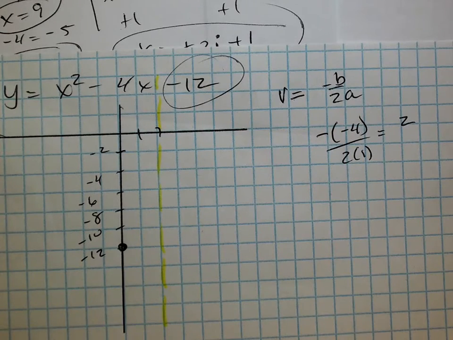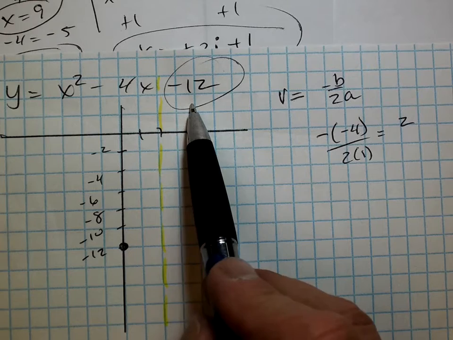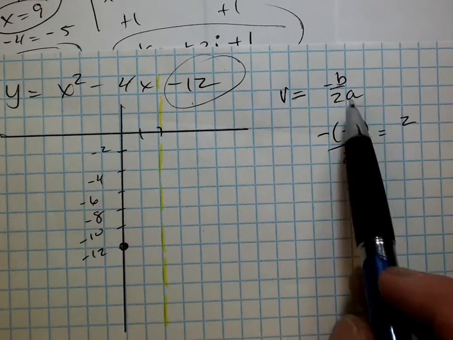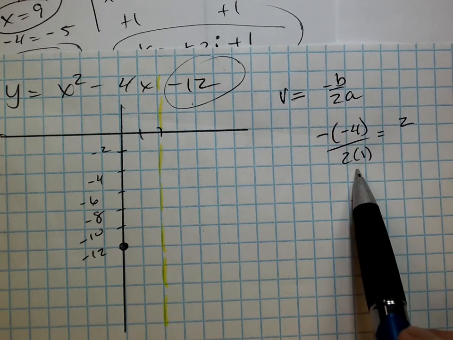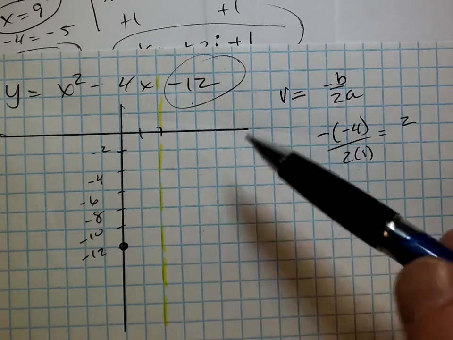Again, if I'm going too fast, will you slow me down? Do you need a pause for a second? Yeah. Okay. Give you a pause. Okay. So as you're pausing, there's my y-intercept of negative 12. My line of symmetry, negative b over 2a, is 2, so I drew in my 2.